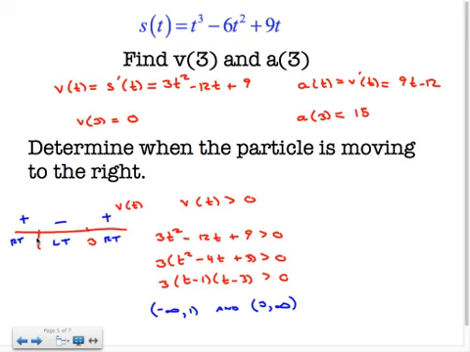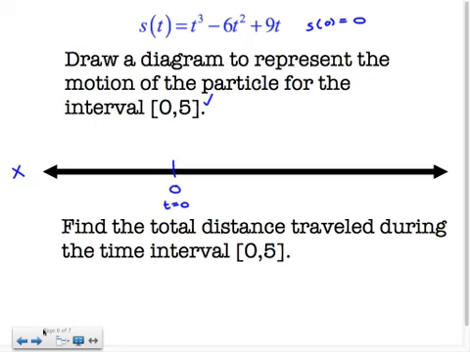For the first 1 second, or the first 1 unit of time, the beast is moving to the right. Okay, so let's mark off where the beast is at 1 unit of time, whether that's a second, a minute, an hour, doesn't matter. We get 1 minus 6 plus 9, so it's 10 minus 6, 4. Okay, so we're at 4 now.